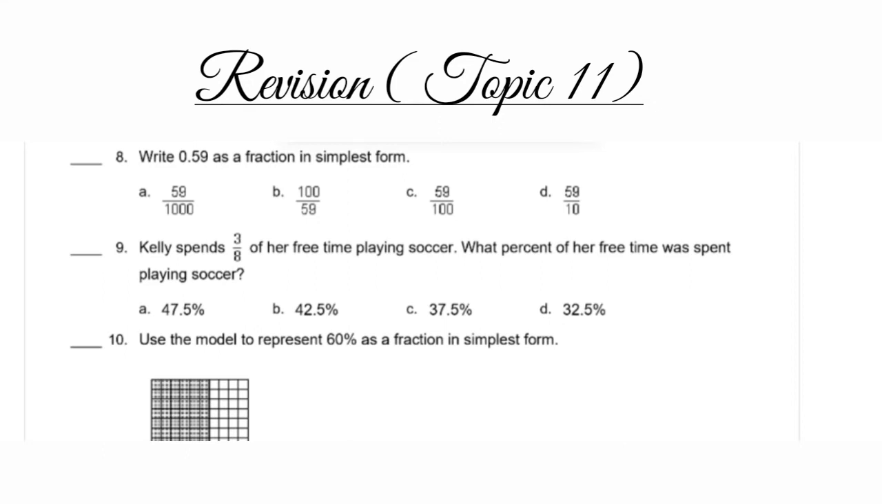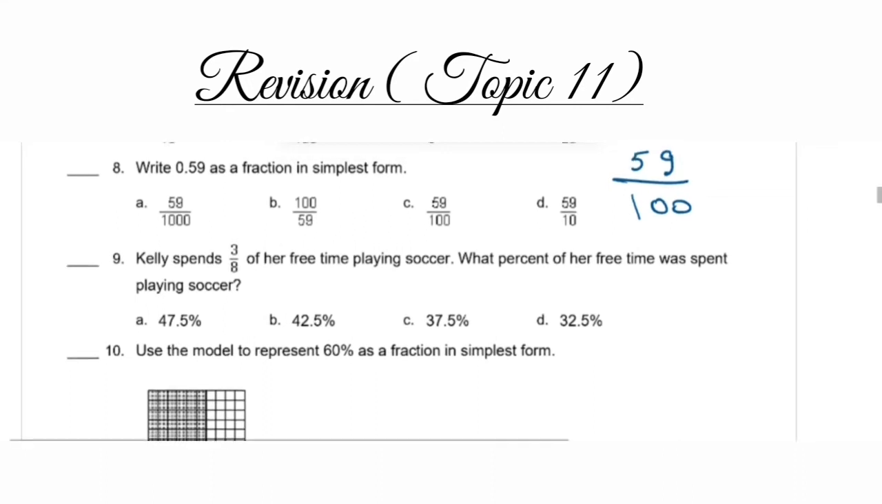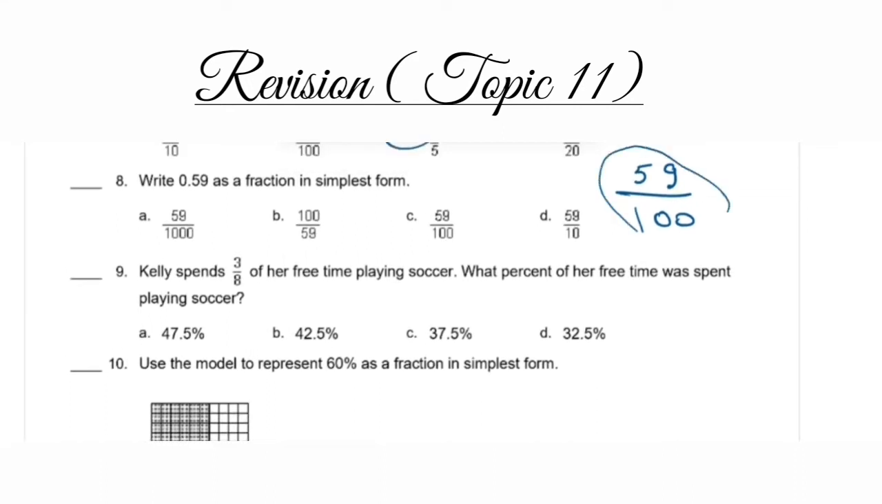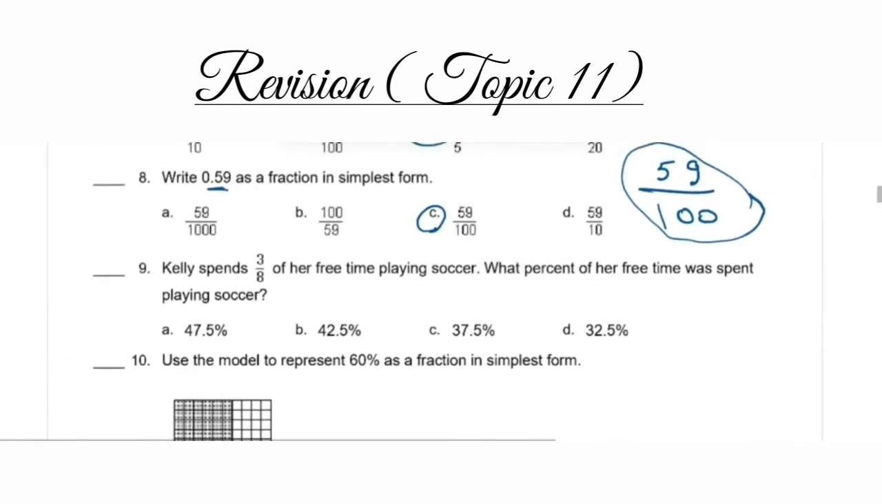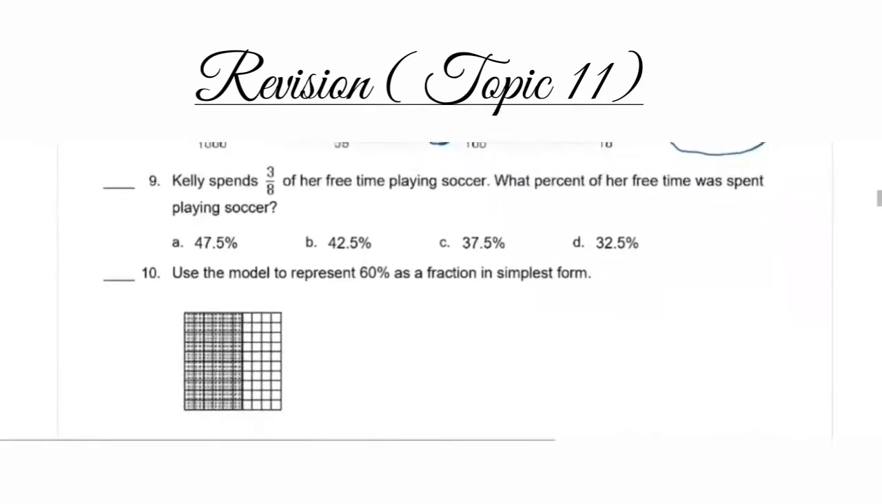Question number 8. Write 0.59 as a fraction in the simplest form. So that's 59 over 100. So the answer is C, because we have 2 digits after the decimal point. So it's 100 in the denominator.